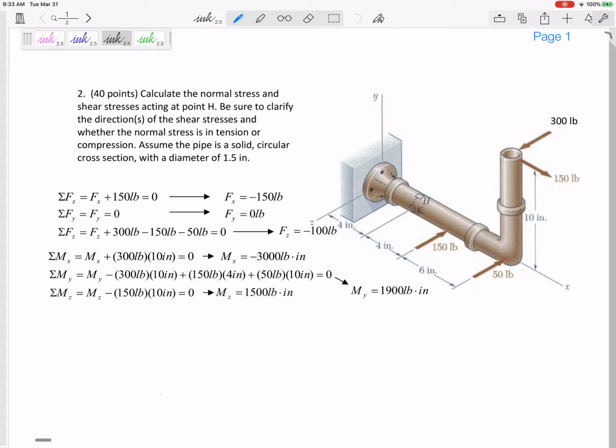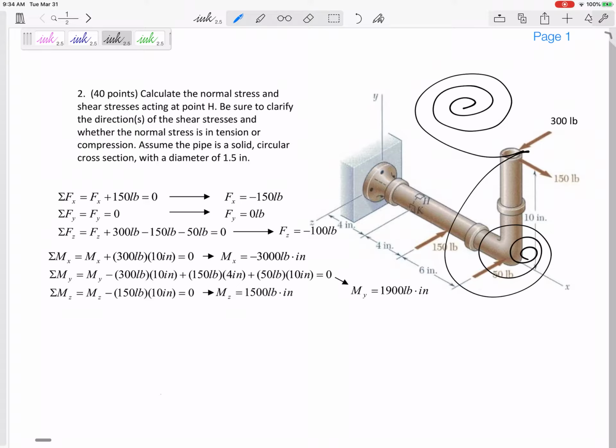is probably a little bit harder, but do you see that this force causes that type of moment? This force causes the same type of moment. This force right here bends it over, causes a Z moment. And then this force, I think, is the only one that causes two types of moments. It causes this twisting about the y-axis, but also twisting about the x-axis.